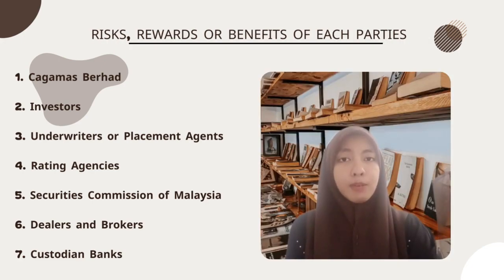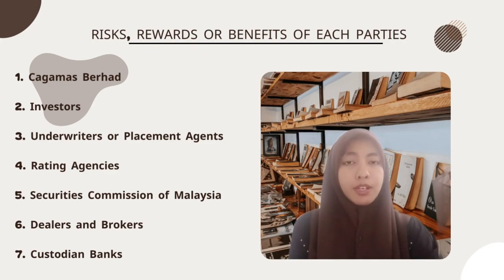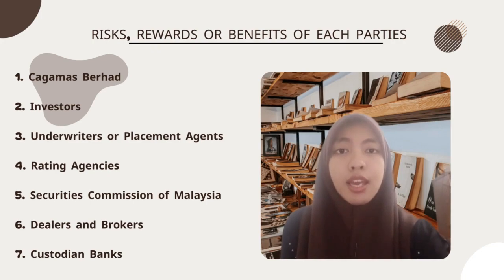Next, I will explain about risk, rewards, or benefit of each parties. First party are Cagamas Berhad. They got a credit risk, liquidity risk, and market risk. Next party are investor. They got a credit risk, interest rate risk, and market risk. Third parties are underwriter or placement agents. They got a market risk and reputation risk.